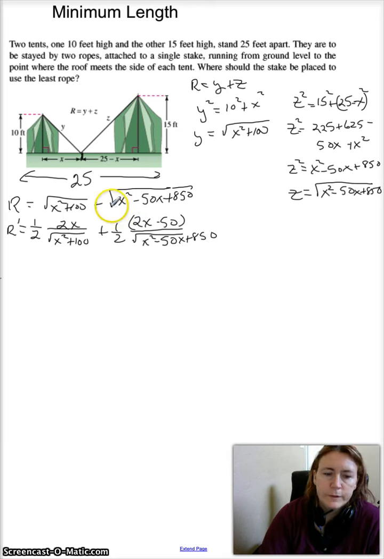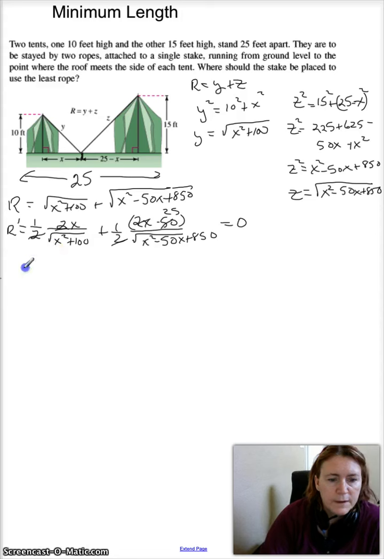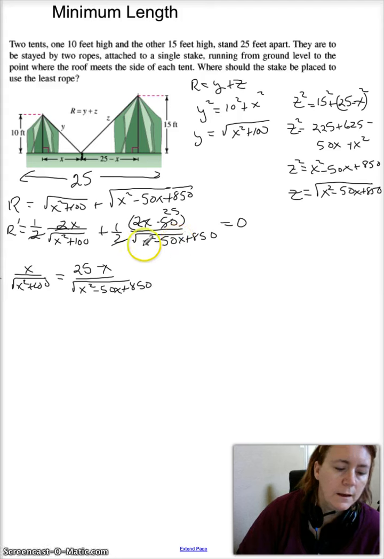All right. When is this 0? Well, let's see. It's 0 when I'm going to cross the 2's out there. I'm going to cross out a 2 here and replace this with a 25. Okay, so when I solve this, I've got x divided by the square root of x squared plus 100 equals, now I'm going to switch these two around because I'm going to add it to the negative side, 25 minus x divided by the square root of x squared minus 50x plus 850. Yuck. Okay, let's cross multiply.